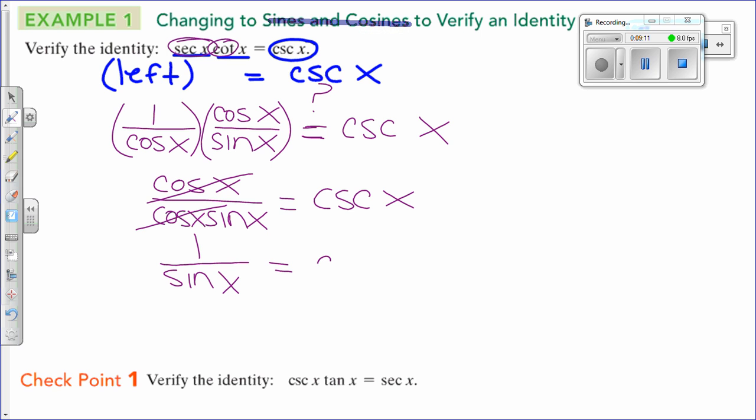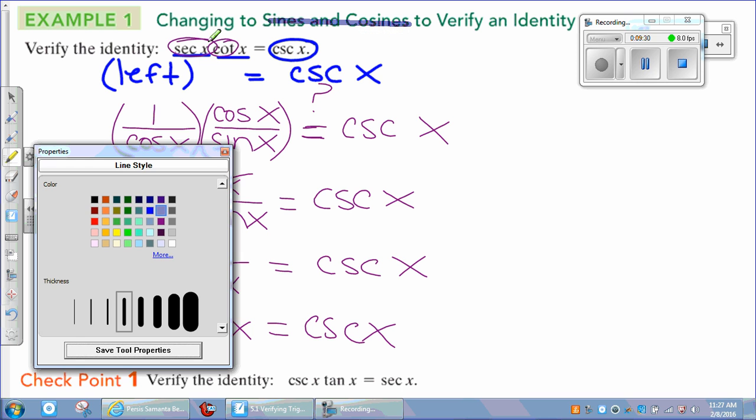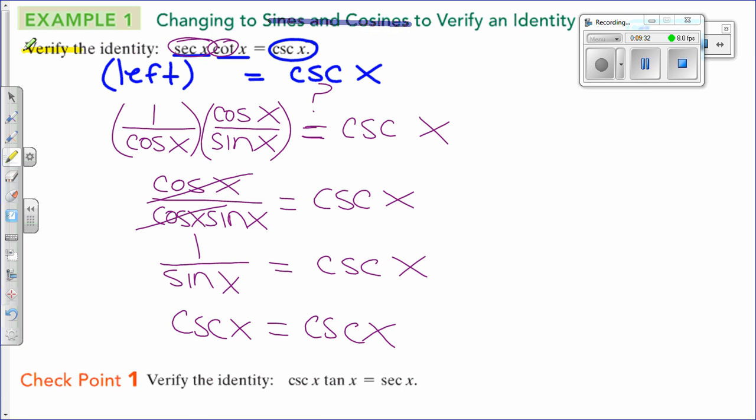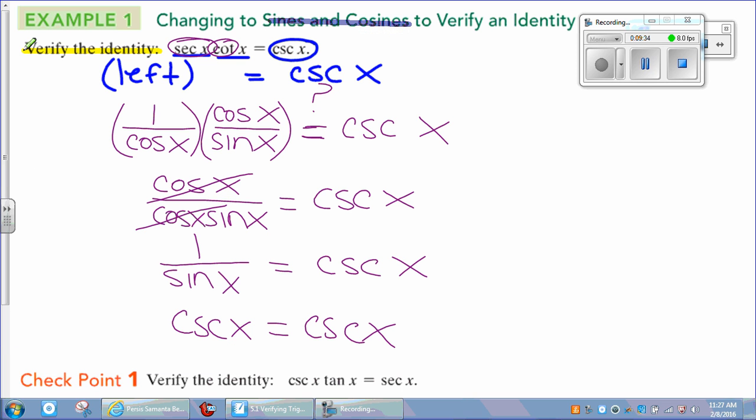Now, isn't it true that if you look at your reciprocal identities, 1 over sine x is the same as cosecant x? Is that true? Yes? Okay. So once you have the left side equal to the right side, we're done. And that means that the identity is true. And that's what we're doing. We're not only verifying, right? Verify the identity. That's all we need to do.